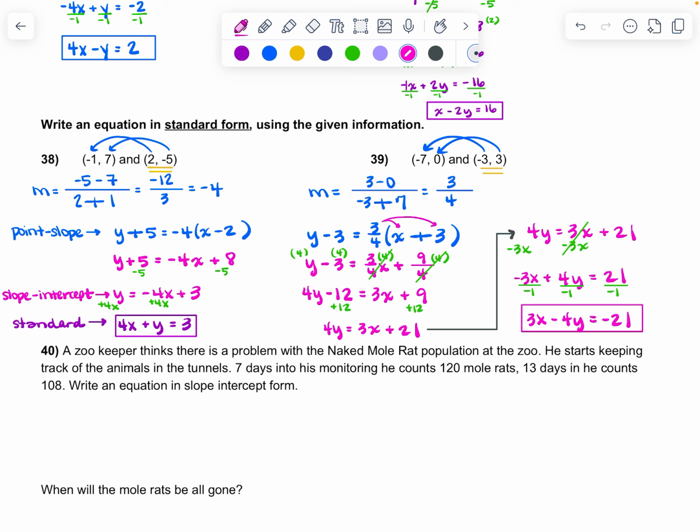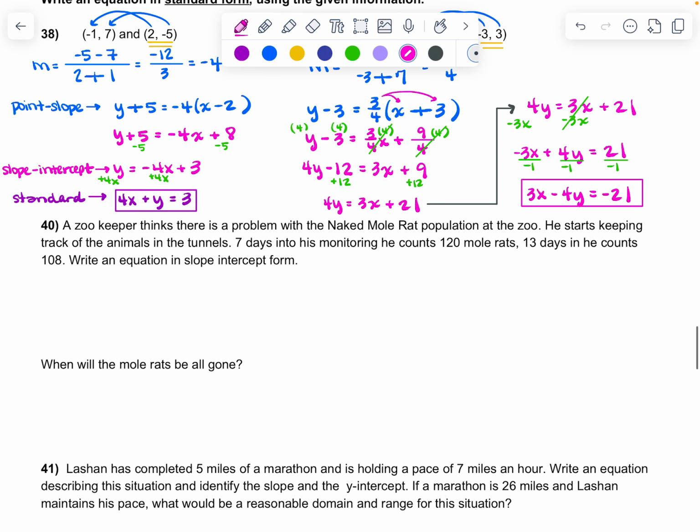Okay. All right, our last few problems here, we're going to do some story problems. All right, so number 40, a zookeeper thinks there is a problem with the naked mole rat population at the zoo. He starts keeping track of the animals in the tunnels. 7 days into his monitoring, he counts 120 mole rats. Okay, so clearly this is giving me a point, right?